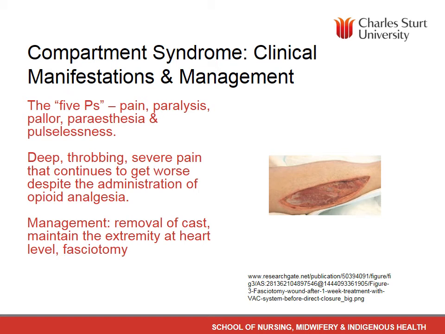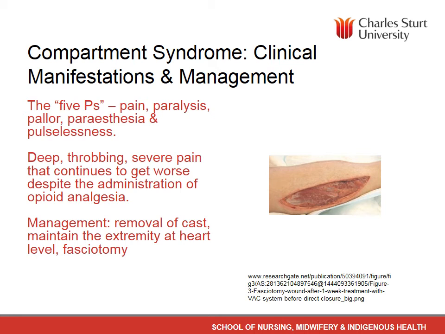So in terms of management, if the person's got a cast on, then we need to get it off. Or any type of restrictive tight dressing or clothing or anything like that, that needs to come off. We don't elevate the limb, because if we elevate the limb, what we're doing is actually making the heart have to work harder to get oxygen to that limb. And that's then going to decrease the oxygen supply to that limb even further. So we maintain the extremity at heart level.